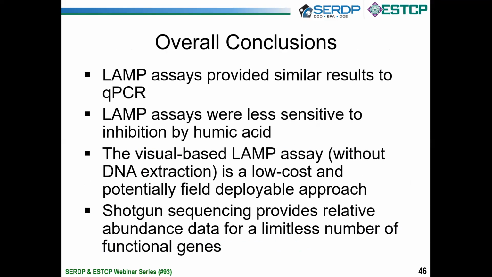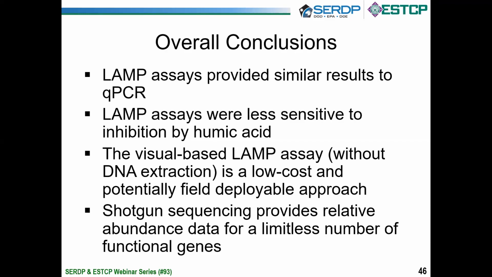Overall conclusions for the project. The LAMP assays designed for the targeted genes produced similar results to quantitative PCR. Similar values were generated using DNA from the 2 bioaugmentation cultures, as well as DNA extracted from groundwater samples from multiple chlorinated solvent sites. We find that the LAMP assays were less sensitive to inhibition by humic acid compared to quantitative PCR. And this issue could be important for groundwater samples with higher levels of organic material.